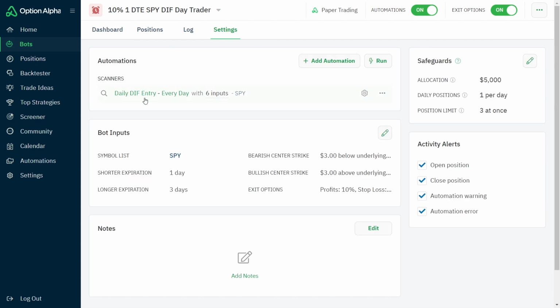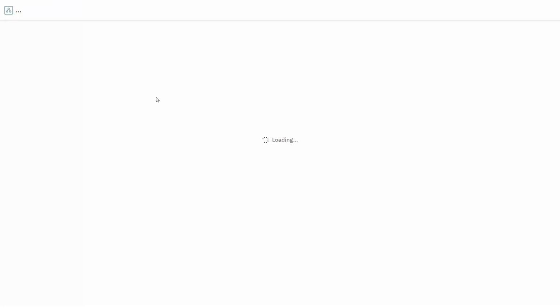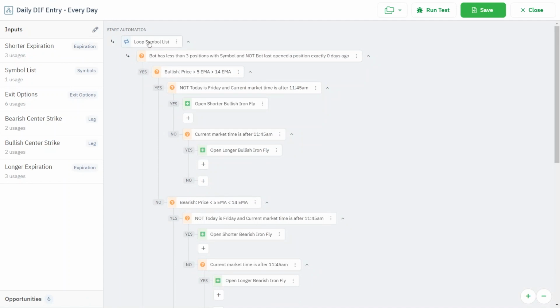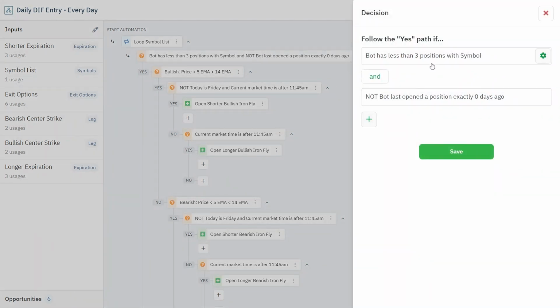So if we go over to settings, there's just one scanner. DIF just refers to directional iron fly. The titles are getting kind of long, so I wanted to abbreviate it. If you click on this, you can go through the symbol list. There's only one symbol, it's SPY. I'm not sure if this particular decision is necessary. It has less than 3 positions. This was just a carryover from the original directional iron fly bot, but this should only have one position open at any one time, and it's not going to open more than one position in a day. That's what that one is.